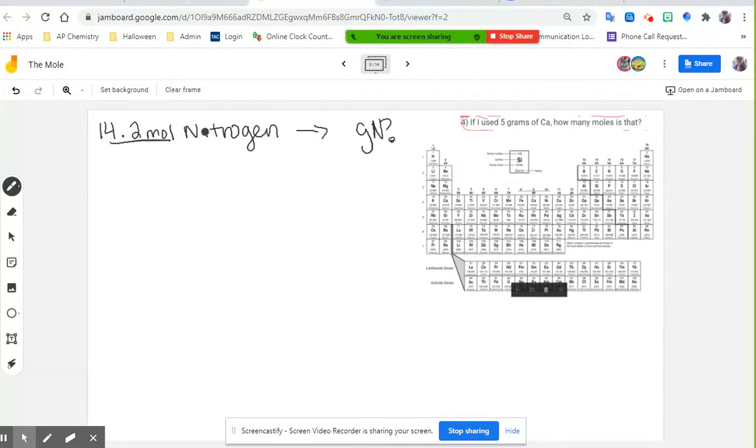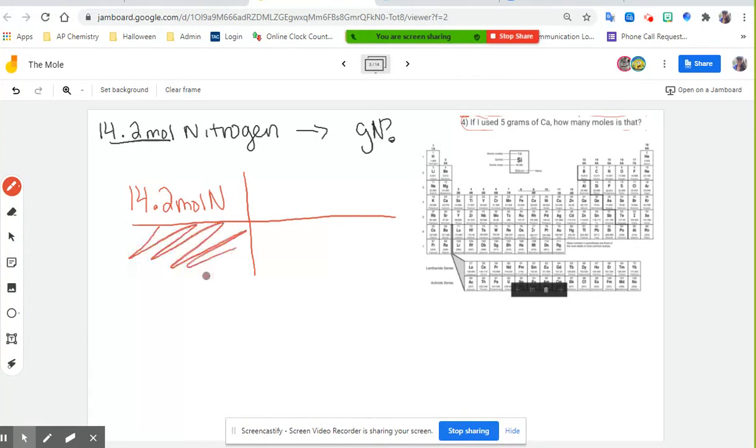So just like we did on the slide before, we're going to start with what's given to us. So 14.2 moles N. I'm going to have my T-chart. It's given to you today, but you're going to have to be able to do it. Remember, this one's crossed out. This is multiply. This is divide. And then equals. All right. So from here, what's the next step?